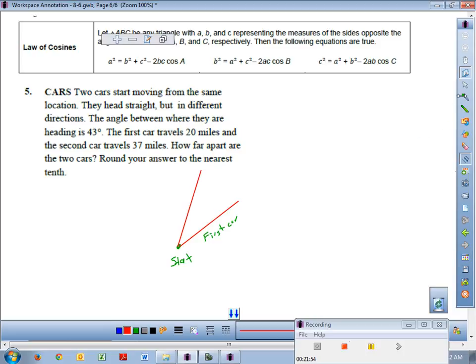And the second car, that would be second car, and that's 43 degrees. It says the first car travels 20 miles, so 20 miles. And the second car traveled 37 miles, so I did do a good job with my picture. Maybe I'll erase a little bit of this, just to make it look right, 20 miles, 37 miles. 37 is a lot further than 20. So how far apart are the two cars? They are asking us for this right here. How far apart the two cars are. So we'll call that x.